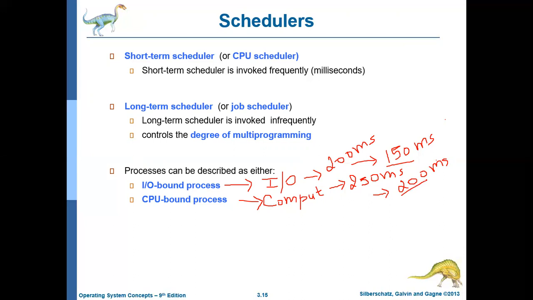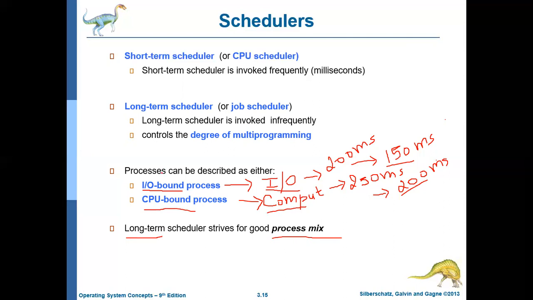So now what should the scheduler do? The scheduler should ensure that at any point of time, the ready queue contains a good mix of IO bound processes and CPU bound processes. It is not that all processes are IO bound. That should not happen. Similarly, all the processes in the ready queue being CPU bound should not happen. So the long-term scheduler should ensure this.